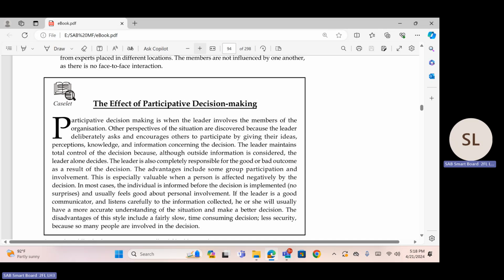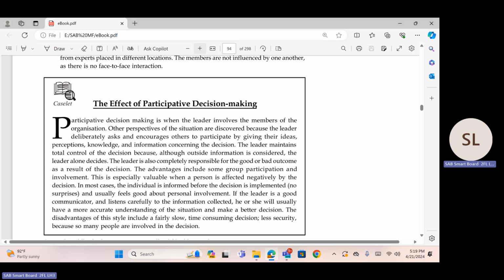Therefore, the leader is also completely responsible for the good or bad outcome of the decision. Responsibility must be taken. This is especially valuable when a person is affected negatively by the decision. In most cases, the individual is informed before the decision is implemented. Therefore, no surprises. But it has not happened in that case.